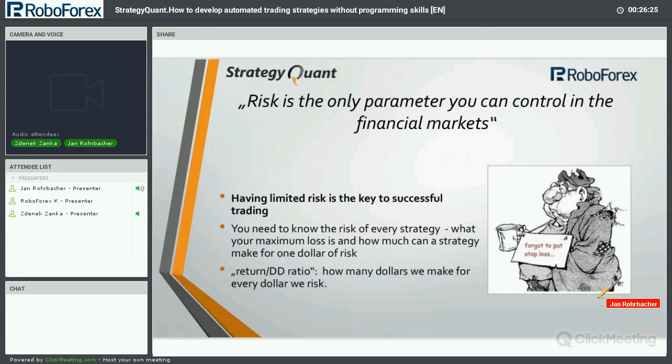So let me please discuss the first topic, which is not having risk under control. Well, I always say risk is the only parameter that you can have under control in the world of financial markets. We all know, the market is always right. Risk is something you must always limit and never allow any unlimited potential loss in your trading. As mentioned here, you need to know the risk of every strategy, what your maximum loss is, and how much a strategy can make for $1 of risk. I think it's pretty clear what I mean here.